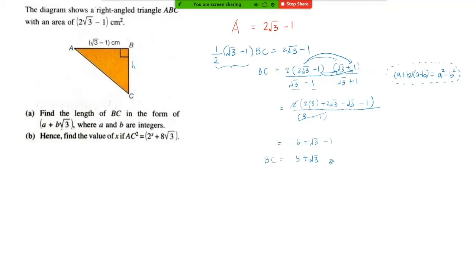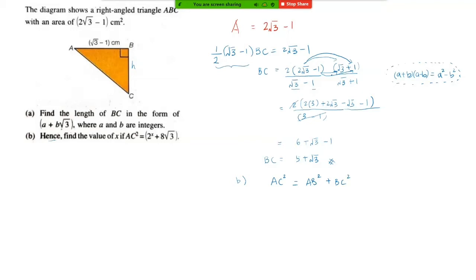We just found BC. Now, followed by what we have found just now, we need to find the value of x if AC squared equals to this. Now, we are given AC squared. How do we find AC squared in the first place? Look at the diagram. AC basically is the hypotenuse of this right angle triangle. Therefore, we know that AC squared is equivalent to AB squared plus BC squared. We have AB and we just found BC, so just put it in.